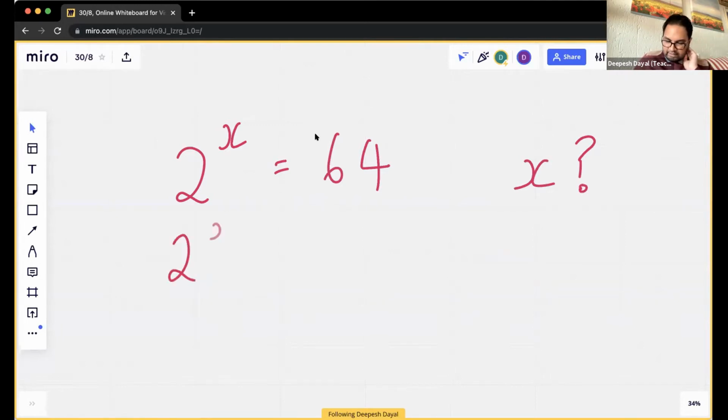So this is 2 to the x equals 2 to the 6. So x will equal 6. Is that right? You can just show me a thumbs up if you understand that. Please show me a thumbs up.